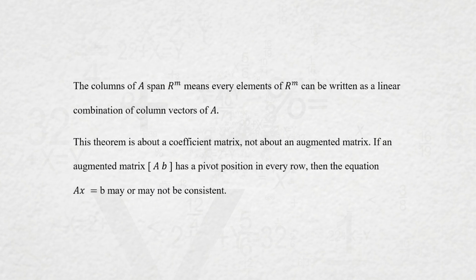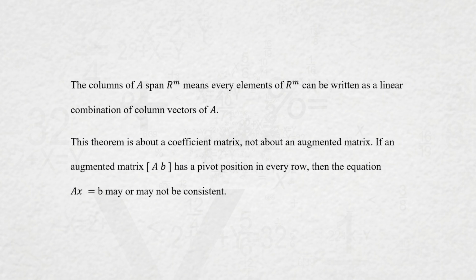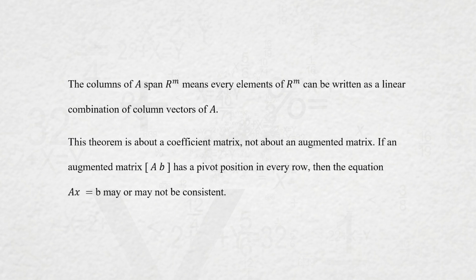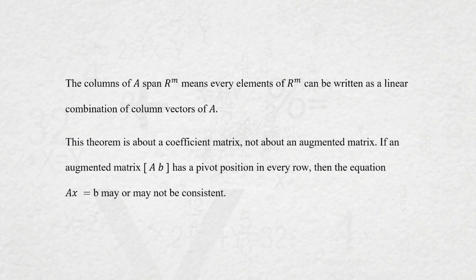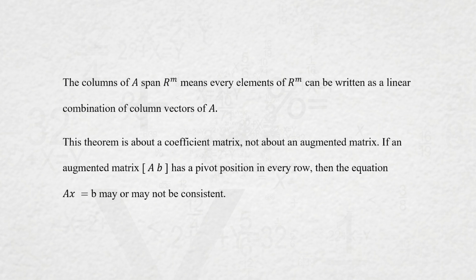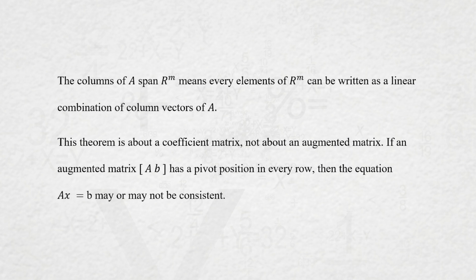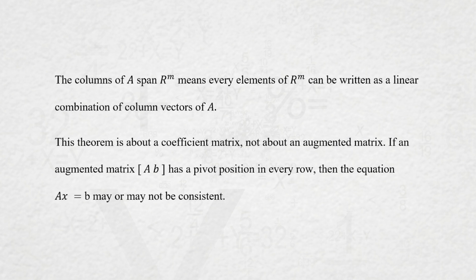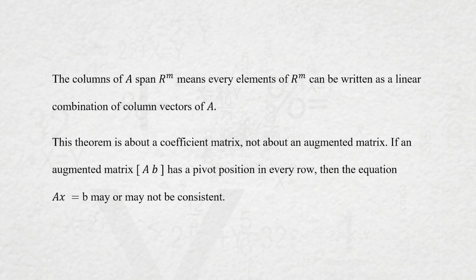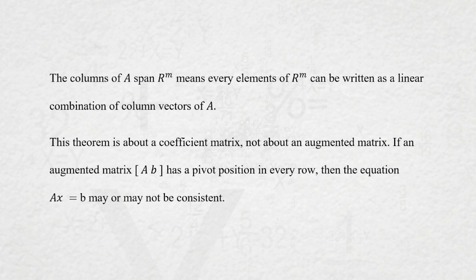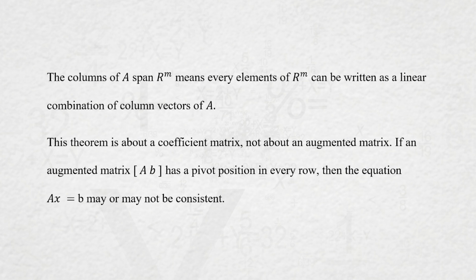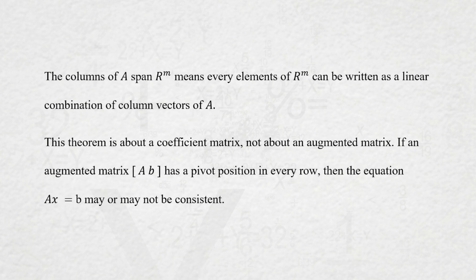So, the columns of A span R^m means every element of R^m can be written as a linear combination of the column vectors of A. This theorem is about a coefficient matrix, not about an augmented matrix. If an augmented matrix [A b] has a pivot position in every row, then the equation Ax = b may or may not be consistent.